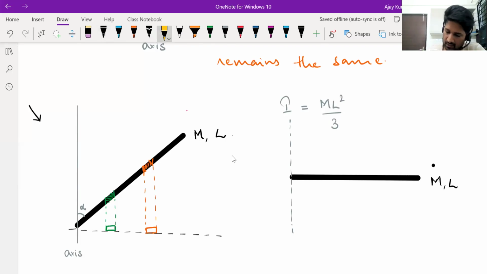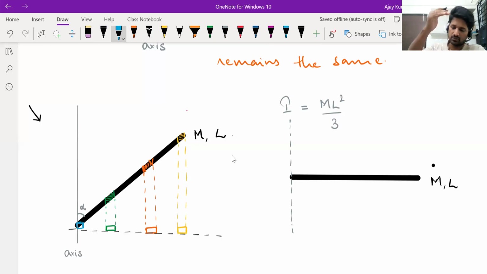So every element of the rod, we'll just slide it parallel to the given axis and drop them onto this perpendicular line, and so on. The first element is already on this line. So what we are doing is sliding the mass of the system parallel to the given axis. Now, if you slide the mass of a system parallel to the given axis, the moment of inertia does not change.